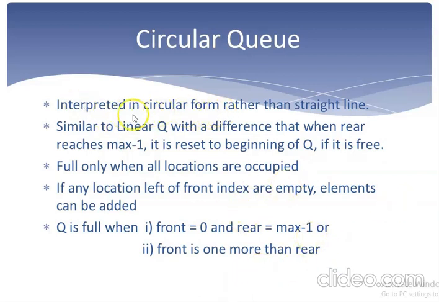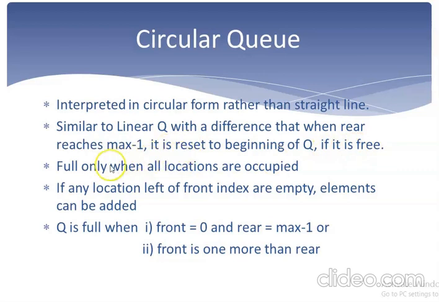So it is interpreted in the form of a circle rather than a straight line. Straight line is linear queue and circular form is circular queue. The operation is very similar to the linear queue. The slight difference that we encounter is when rear reaches max minus 1, then we must reset it to the beginning of the queue. It should be done only if that location is free.